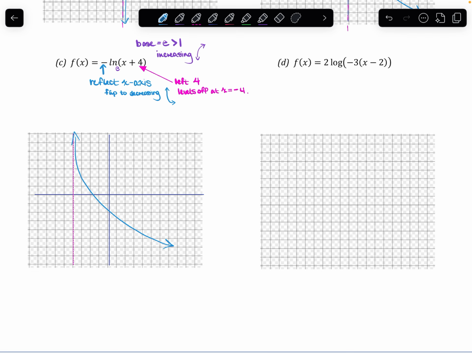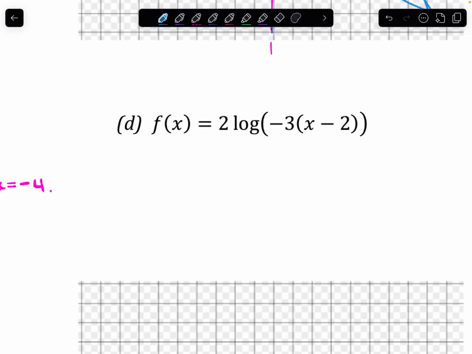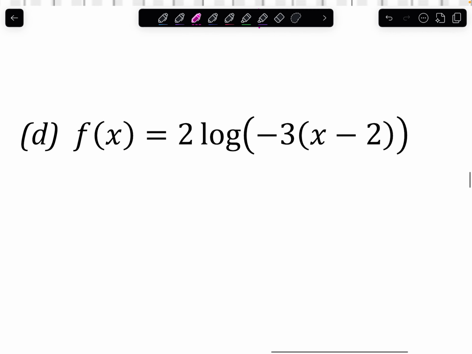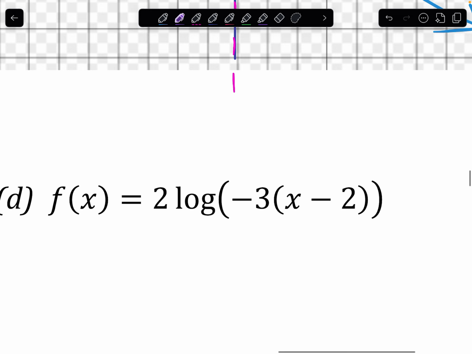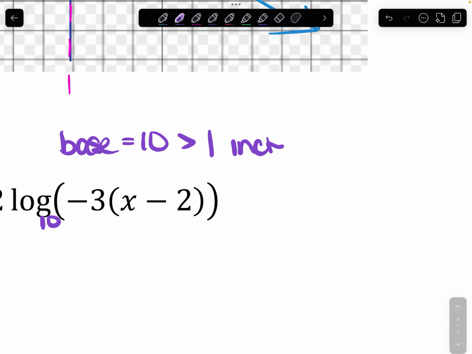All right, D. Got a lot going on here. All right, so first thing, base first. There's no base written in, so I'm going to go put a 10 in. So the base is 10, and 10 is bigger than 1. So right now we're increasing unless there's a transformation that's going to change that.